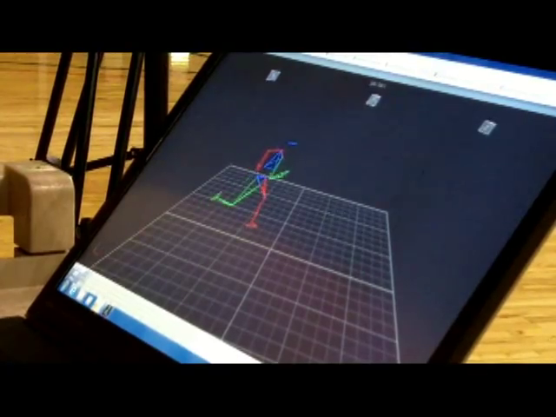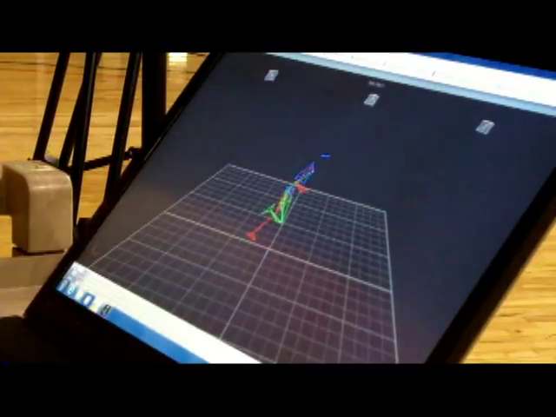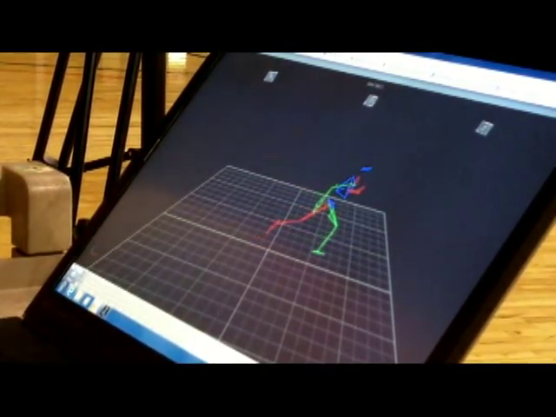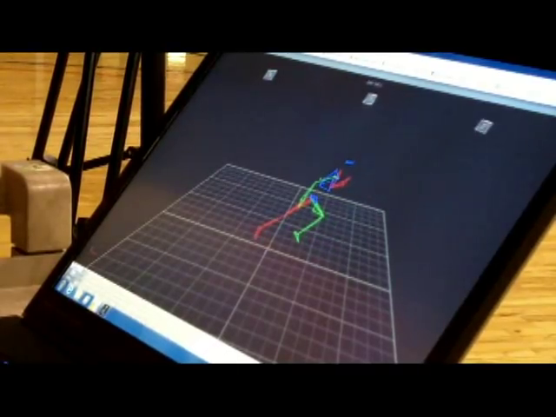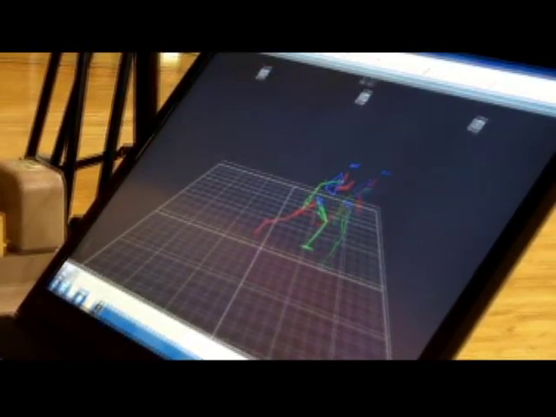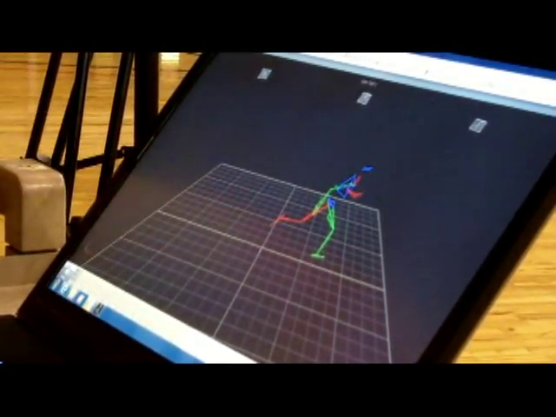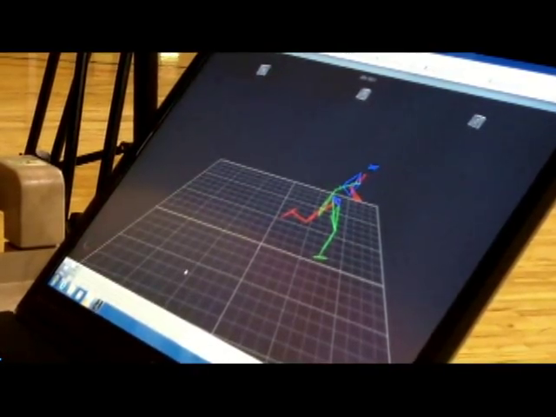And we look at symmetry. We want to see, are they doing the same thing on the right side that they were doing on their left side? Because if there is a difference between the right side and left side, then what we know is happening there is a compensatory action for some other weak link in the chain.